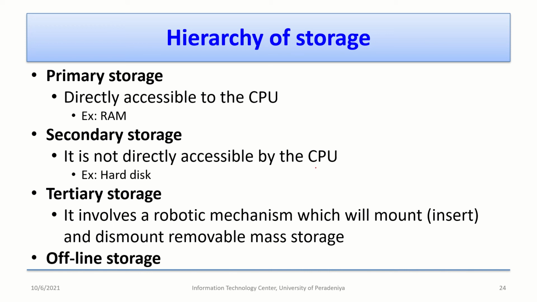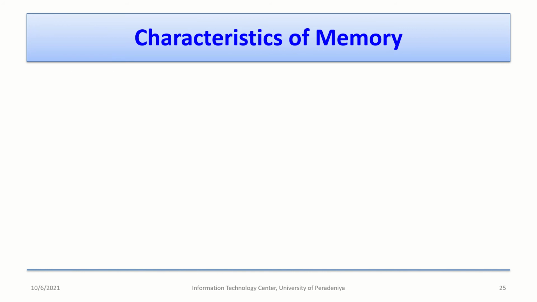And the next one is offline storage. That means if you have some documents, we can get printouts and then keep them in another location. Those are called offline storages.